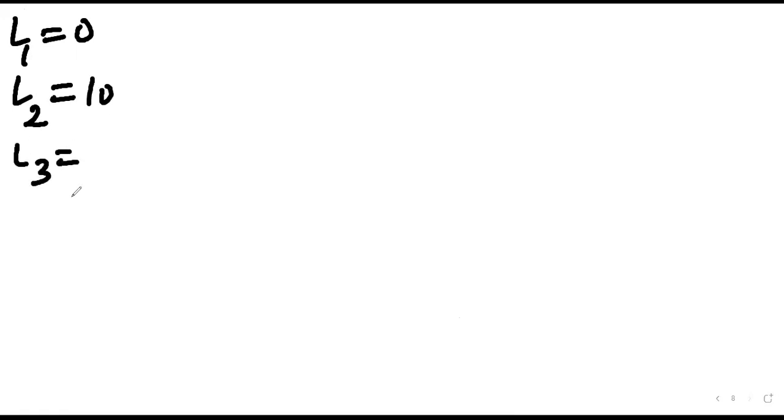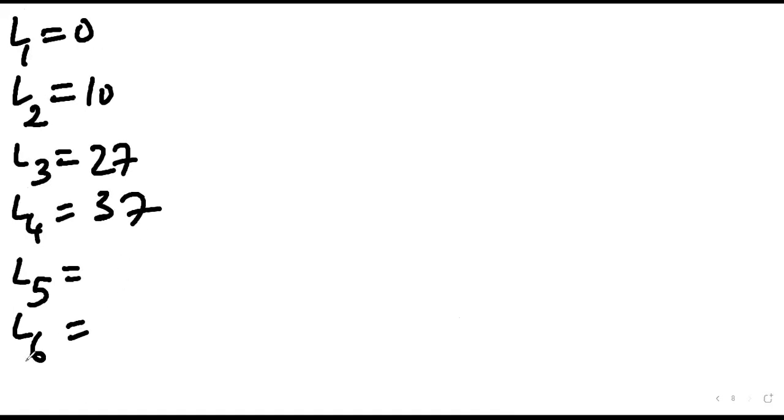So can you tell me what were the different values of L? L1 is 0. L2 was how much? 10. Next L3. 27. L4, 37. L5, 20. L6, 35. 34, is it right? 35, sir. 35.